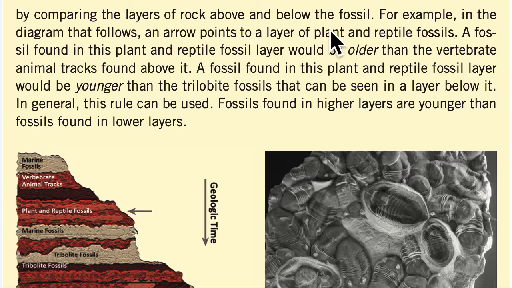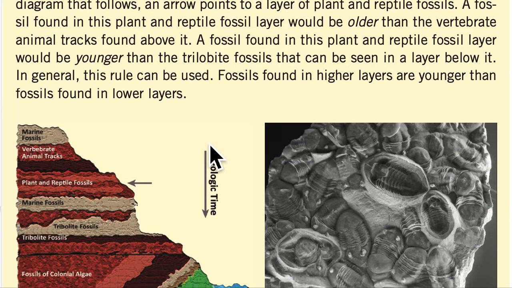For example, in the diagram that follows, an arrow points to a layer of plant and reptile fossils. A fossil found in this plant and reptile fossil layer would be older than the vertebrate animal tracks found above it. A fossil found in this plant and reptile fossil layer would be younger than the trilobite fossils that can be seen in a layer below it. In general, this rule can be used. Fossils found in higher layers are younger than fossils found in lower layers.